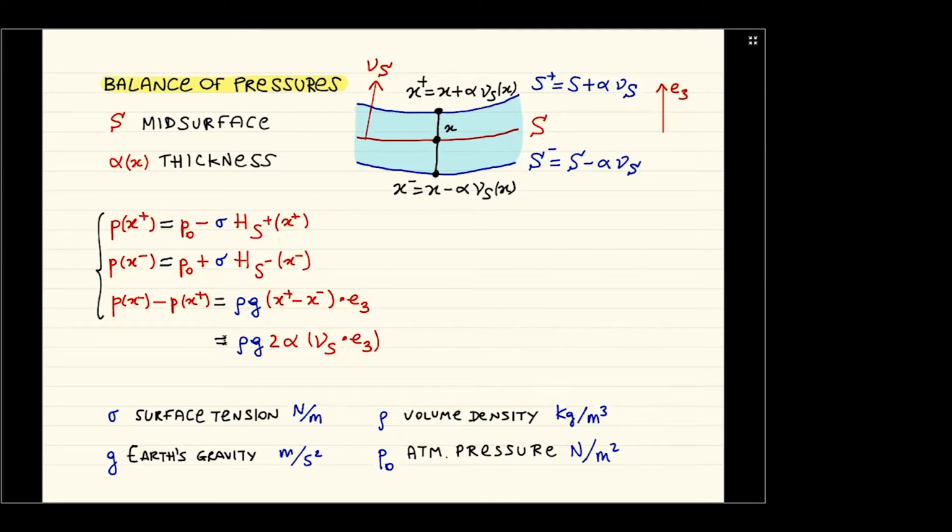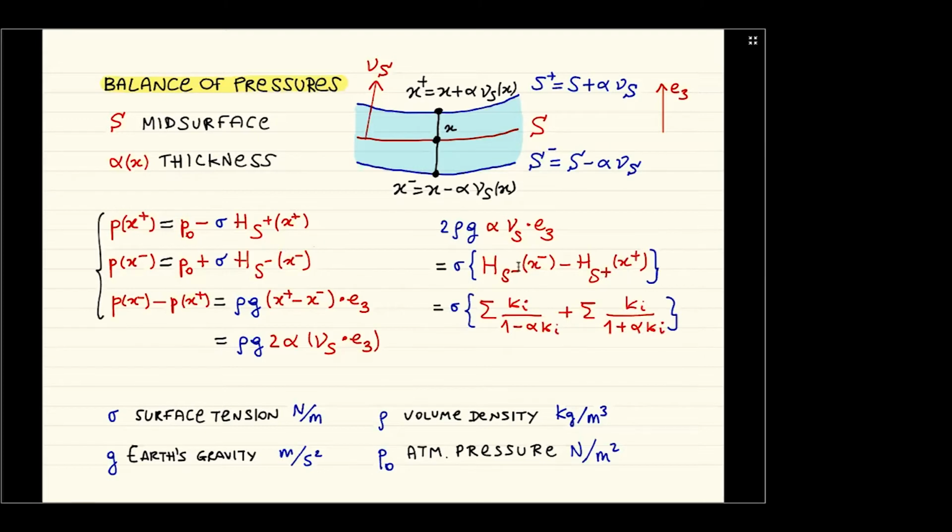There is, however, something we can do to simplify it a bit. So let's, for example, write down the difference of the two pressures at x minus and at x plus using our formulas. So you get that this 2 rho g alpha vertical component of the normal is proportional to the difference of the two mean curvatures.